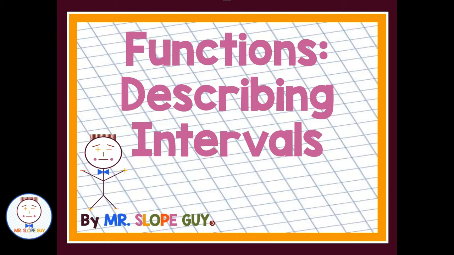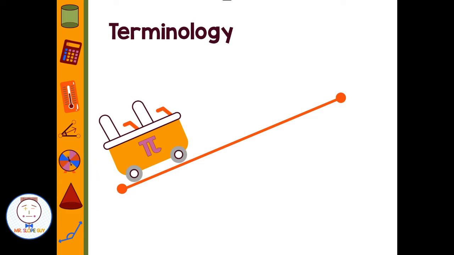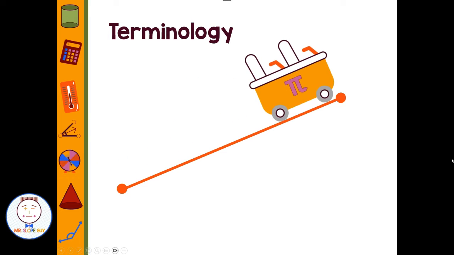Functions describing intervals. So we're going to go through a little vocabulary, then we'll look at a couple examples to see if we can describe what's going on in different intervals of graphs. So for example, if we're looking at this line, and we want to look at our lines from left to right, just like how we read from left to right, this line from left to right is increasing. It is going up from left to right.